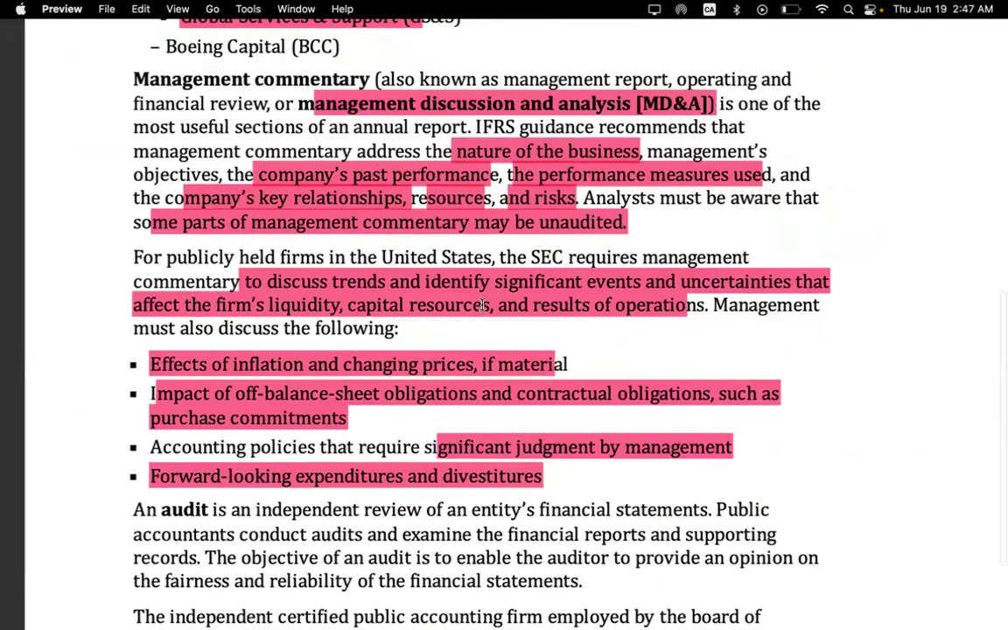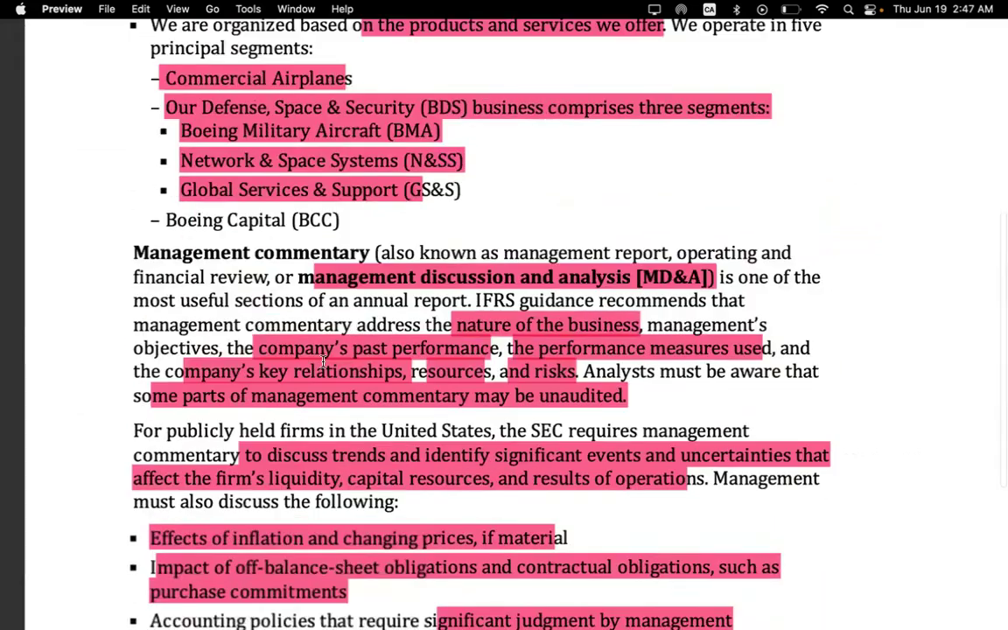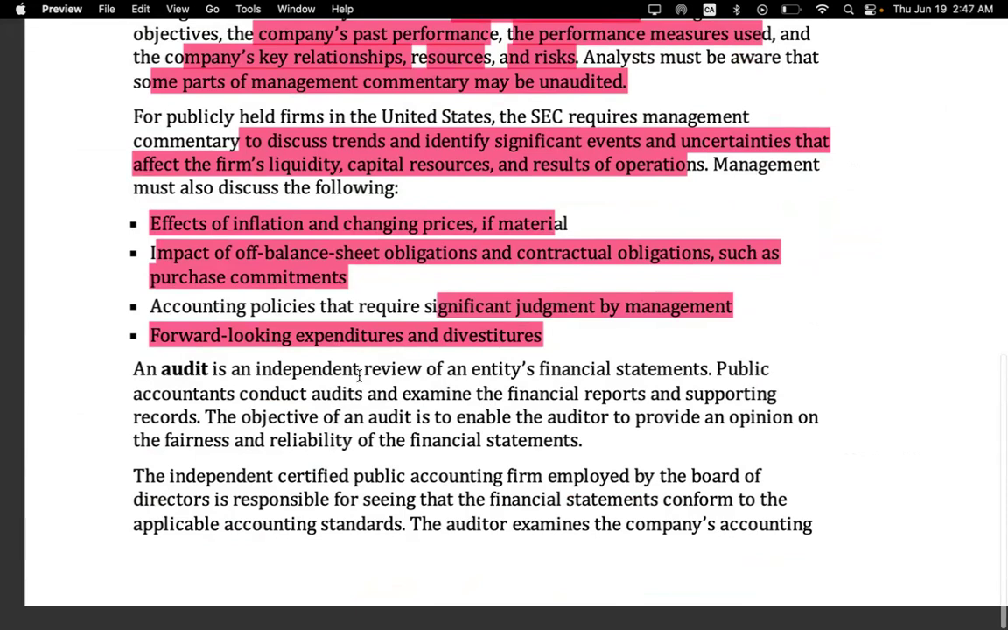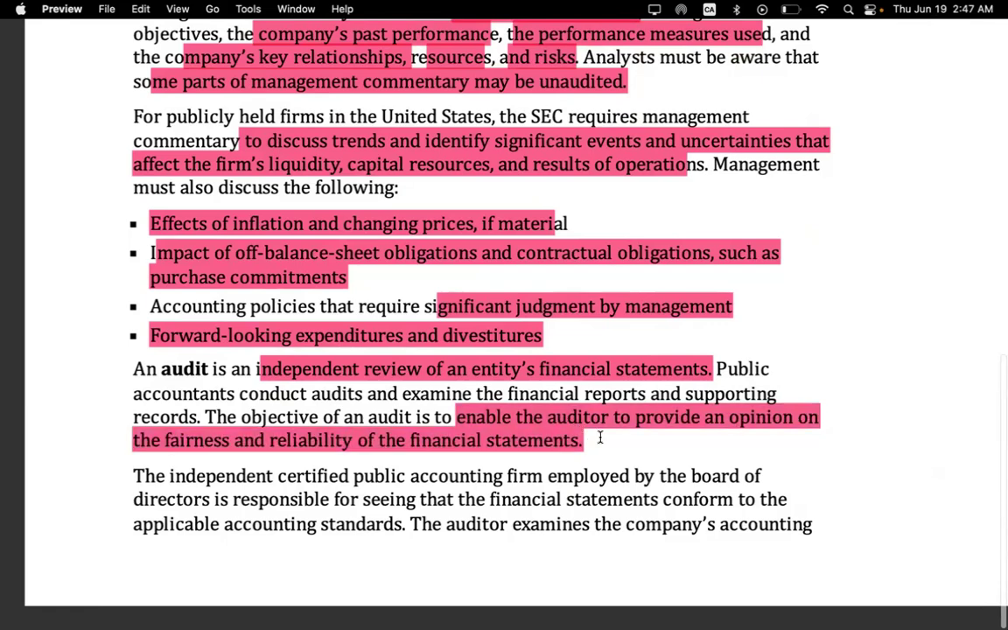Now we have a discussion on audit. What is an audit? It is an independent review of an entity's financial statements. Public accountants conduct audits and examine the financial reports and supporting records. Objective of an audit is to enable the auditor to provide an opinion on the fairness and reliability of the financial statements.